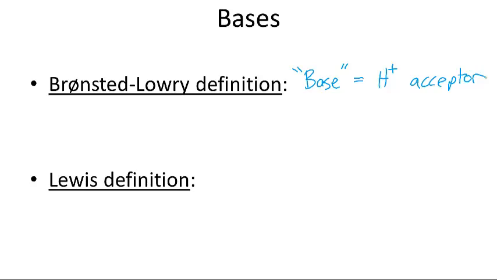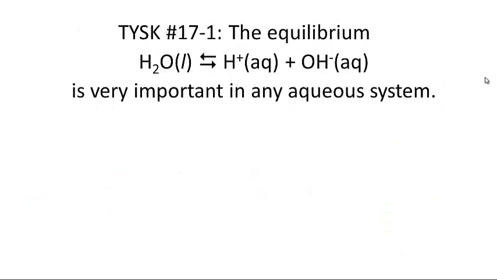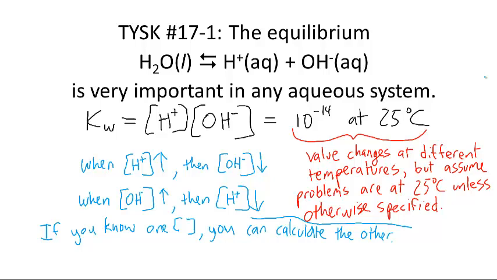Now, I said earlier that you should think of bases as things that produce OH-. Why would something that accepts H+ produce OH-? Well, one way to look at it is, if you're something that's taking H+ away, we go back to our equilibrium here. If the concentration of H+ goes down, the concentration of OH- is going to have to go up. So from that equilibrium perspective, we can say anything that takes H+ away is going to produce more OH-.